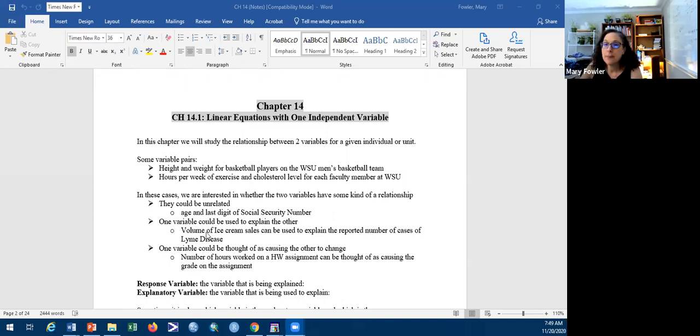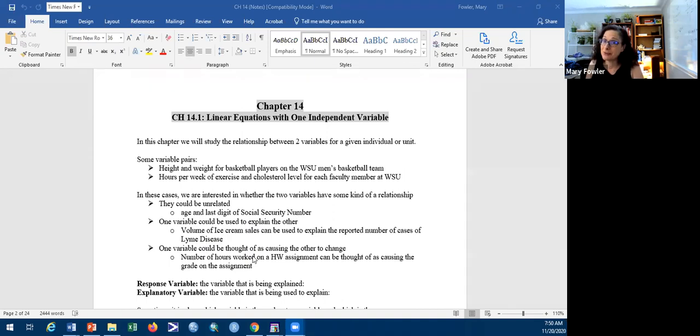Here's another pair of variables that have a relationship: the volume of ice cream sales and the number of cases of Lyme disease. What we see is, as the volume of ice cream sales increases, it is likely that the number of cases of Lyme disease would also increase. Now, it isn't that ice cream is causing Lyme disease, so we can all not worry about that, of course. But what is going on?